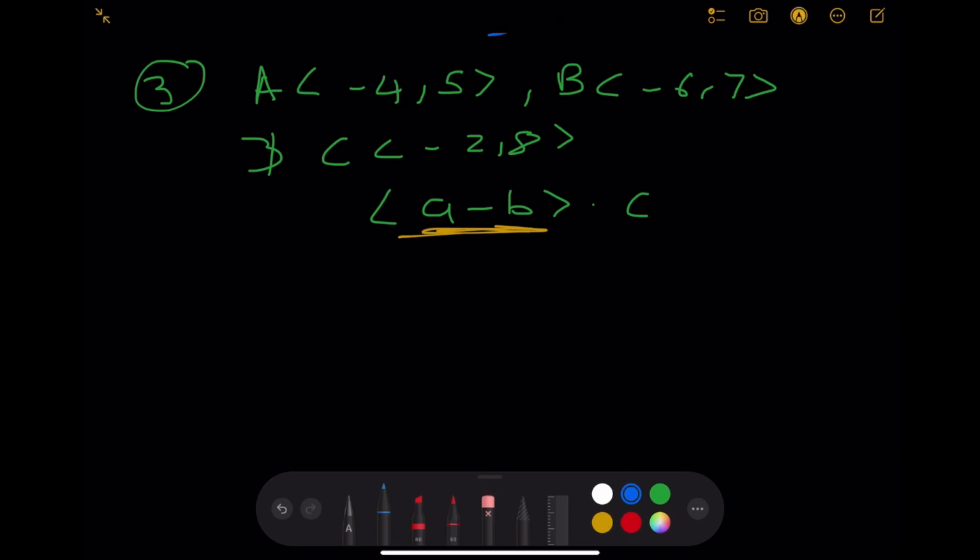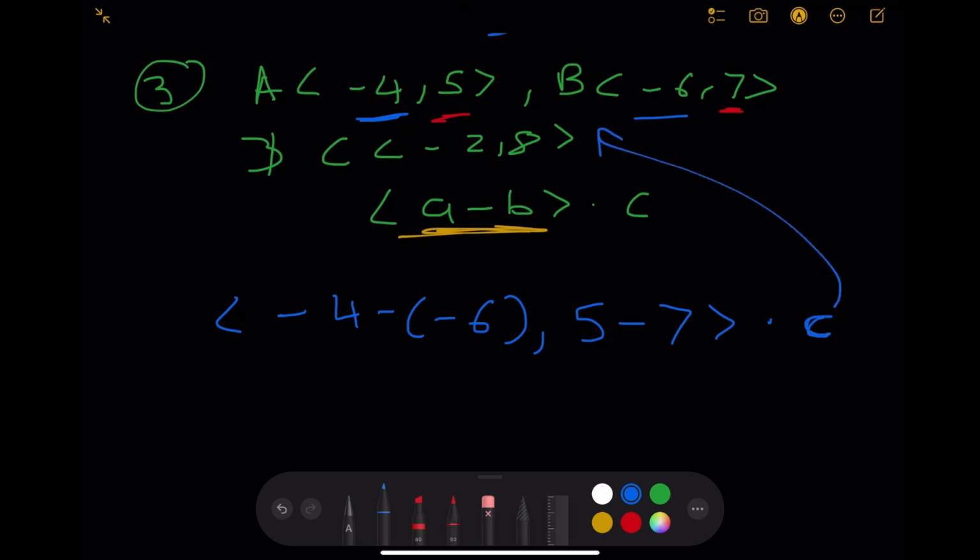Let's do it in blue. So A minus B, you're going to say -4 minus 6, right? So -4 minus -6. And then your second component, your 5 minus your 7, right? 5 minus 7 dotted with C. Now, instead of writing C, you could just sub this in. I prefer not to. It saves me time. It saves me space just writing it right at the end.